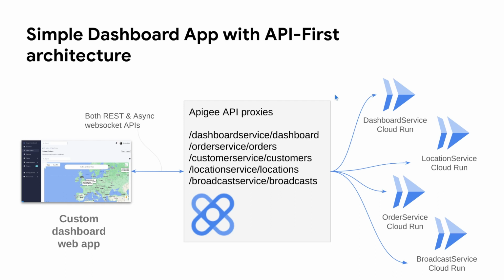So with that, we have the full demo showing the client, all of the API proxies, and our configuration through feature flags, and connecting to our backend Cloud Run services.